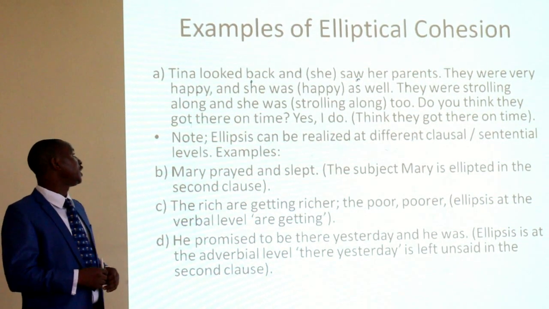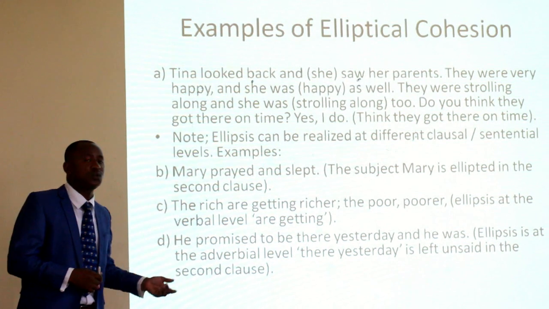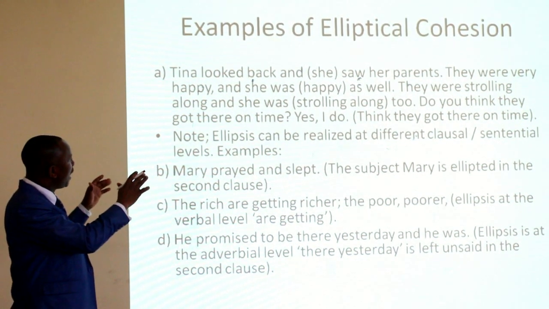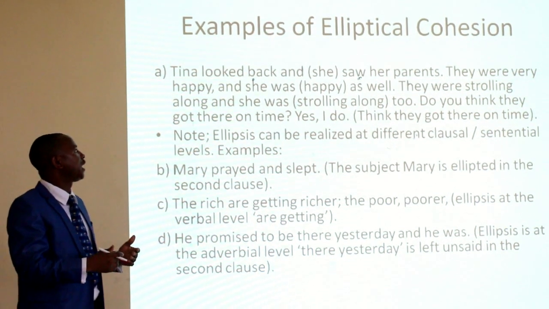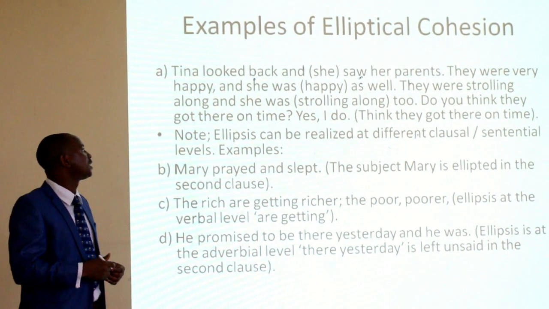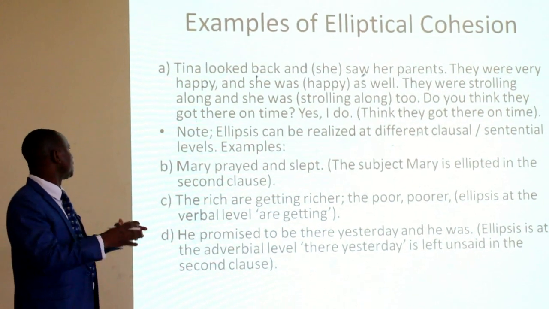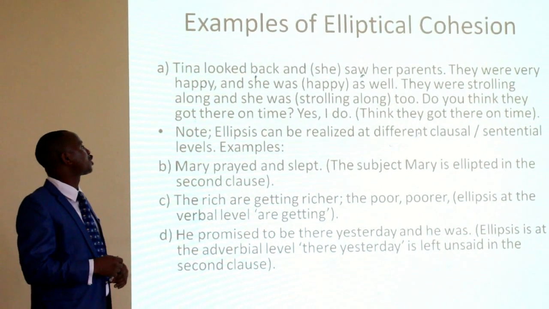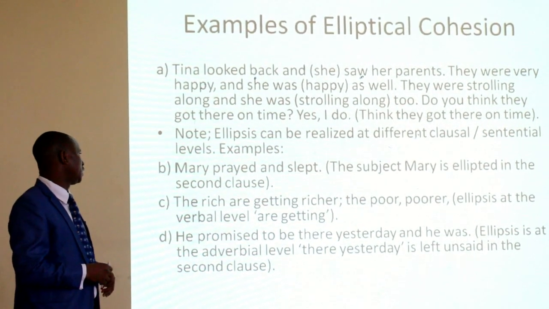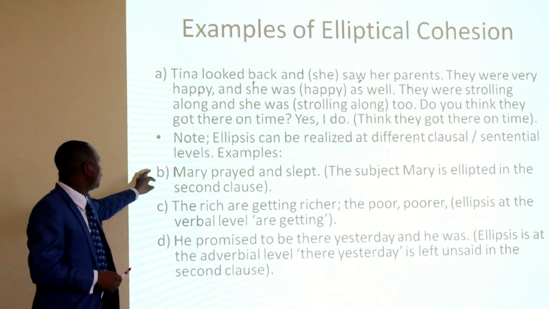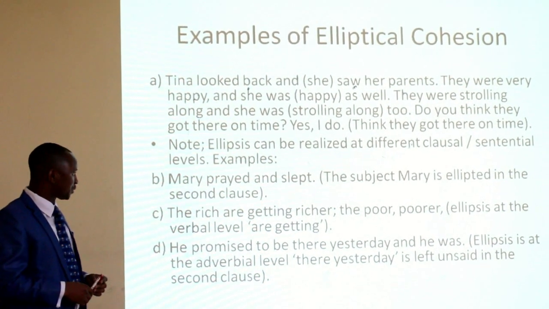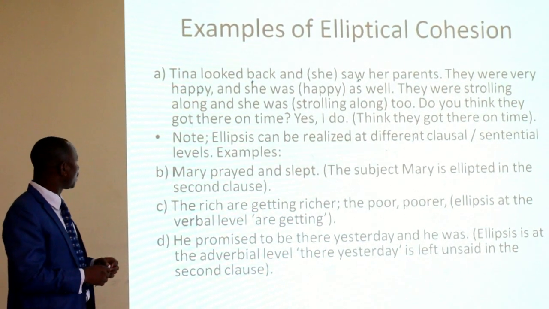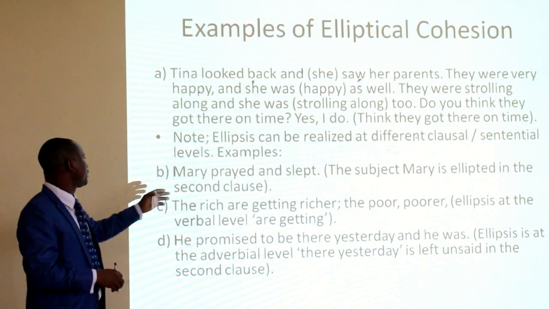Do you think they got there on time? Yes, I do. So leaving those words out enables the speaker to avoid repetition and redundancy, and the sentence is meaningful. Note, ellipses can be realized at different clausal or sentential levels. For example, Mary prayed and slept. The subject Mary is ellipted in the second clause.